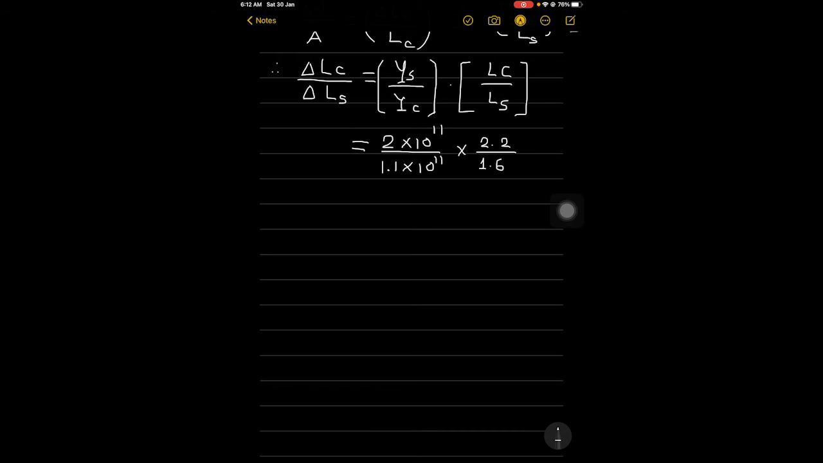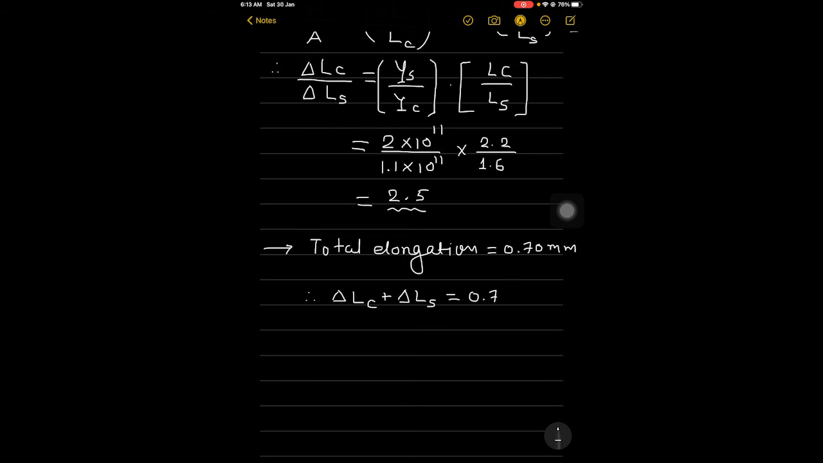So when we take the ratio of these, it comes to be about 2.5. Here it is unitless because it is of the same type of condition. Now the total elongation is given. So it is given that total elongation is 0.70 millimeter, as it is given in the textbook. So we can say that delta L copper plus delta L steel is equals to 0.70 into 10 raised to minus 3.